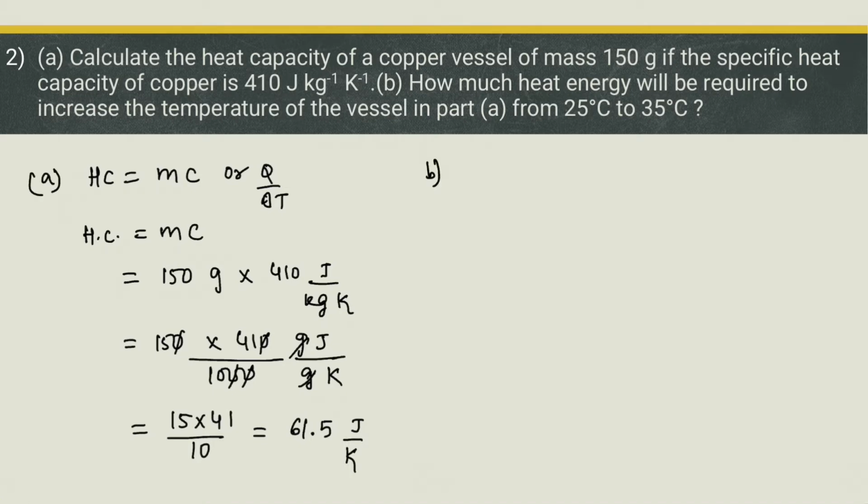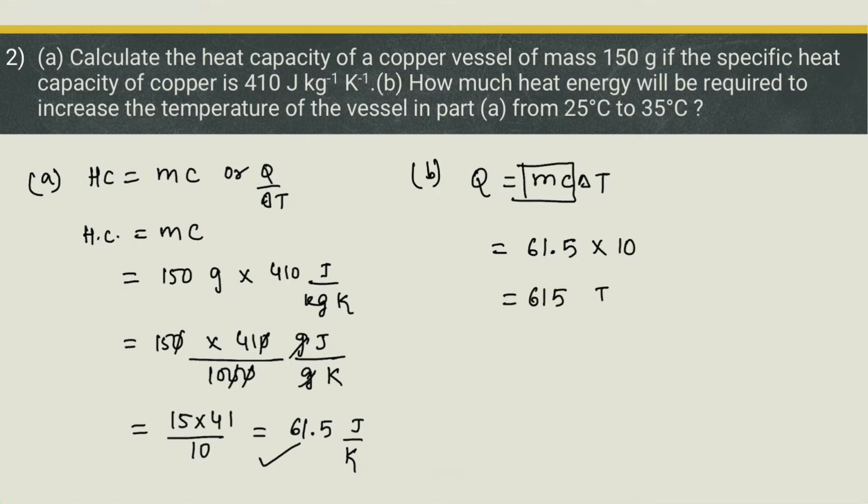Part B. How much heat energy will be required to increase the temperature of the vessel in part A from 25 to 35 degrees Celsius? Heat energy required to increase or decrease the temperature is Q is equal to mc delta T, where m into c is heat capacity, that is what we just calculated, 61.5 joule per Kelvin. So let me substitute that value here, 61.5, and delta T is 10. So 615 joule is the heat energy required.